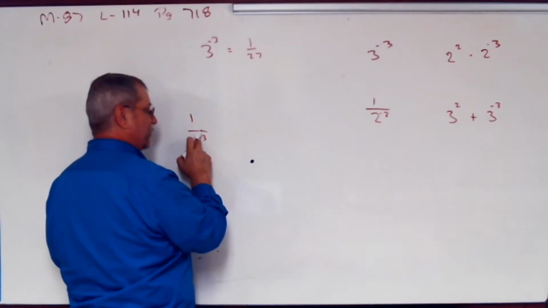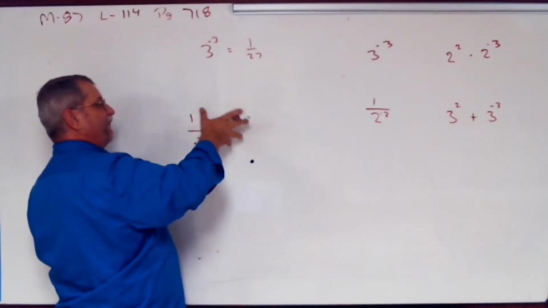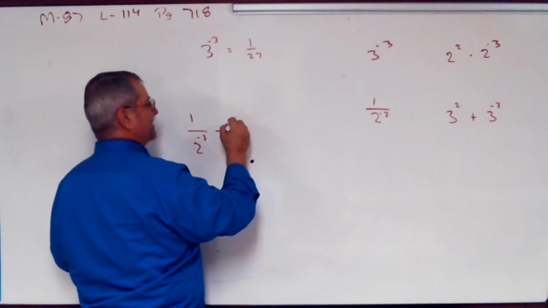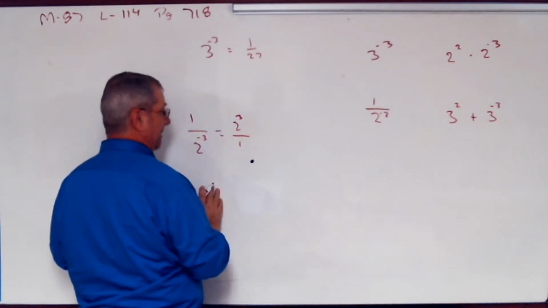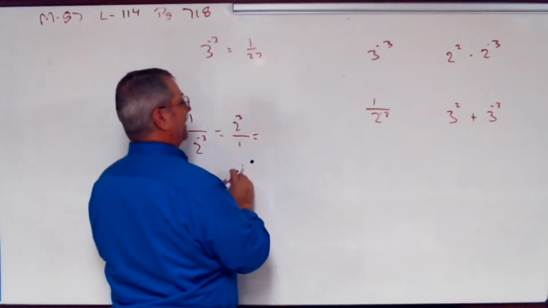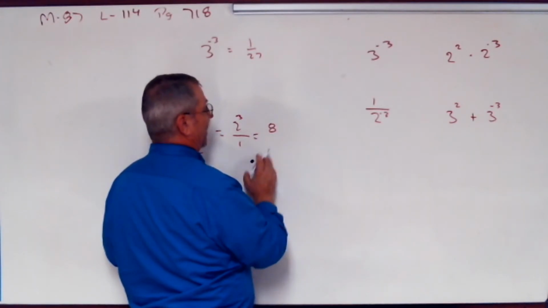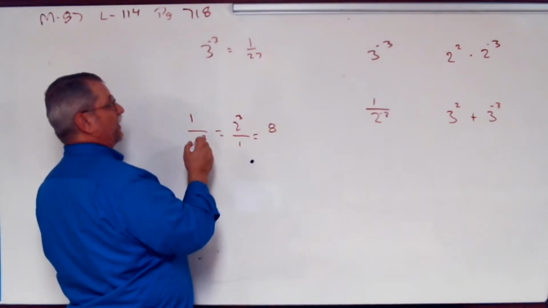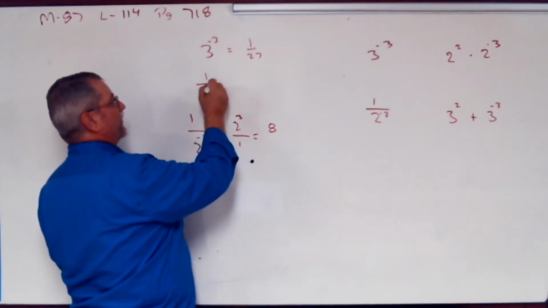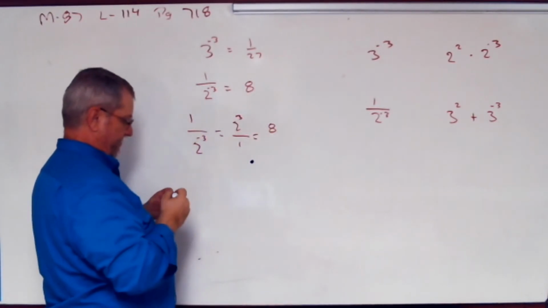I want the inverse of this. That means I take the whole thing and I flip it over. That means I have 2 to the positive 3 on top over 1. 2 to the third is 2 times 2 is 4, 4 times 2 is 8. 8 over 1. That's the only way this is going to work. So if we have 1 over 2 to the negative 3, that equals 8.